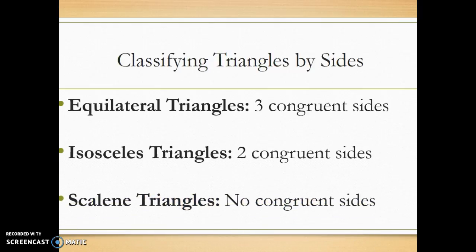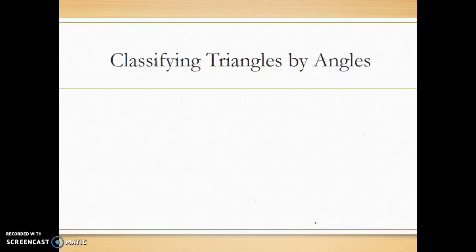So we have 3 different classifications for sides. We have equilateral, which means I have 3 congruent sides. I have isosceles, which means I have 2 congruent sides. Or I have scalene, which means I have no congruent sides.